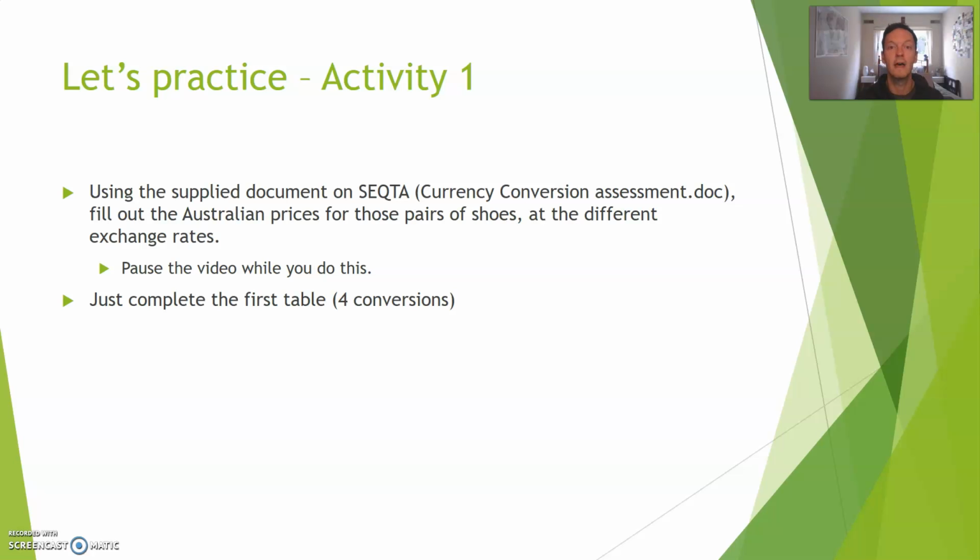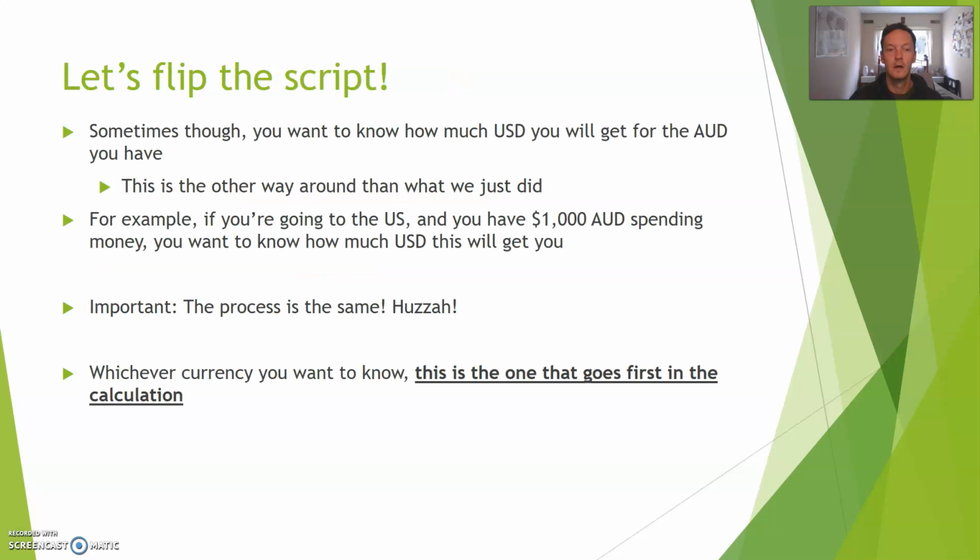Now remember that formula that we used. You're taking how many Australian dollars it is, which is 1, and you're dividing it by that American exchange rate. That answer you multiply by the American price. Feel free to rewind the video and write those 2 steps down, because the answer to those 2 steps will get you your answer. So complete activity 1, which is the first table for conversions. Pause this video, go to that activity, and when you're done, you can come back. Okay. Now let's flip the script.